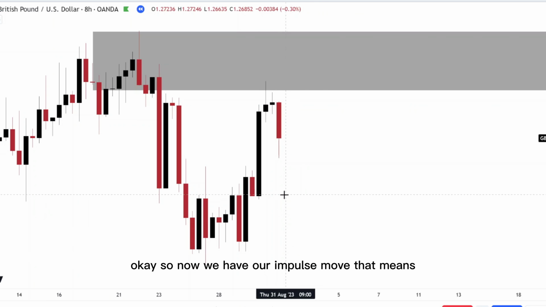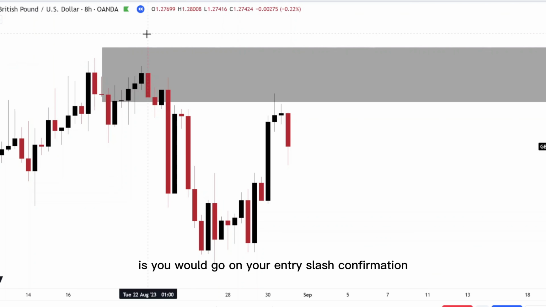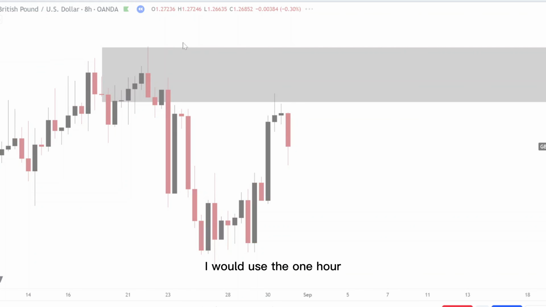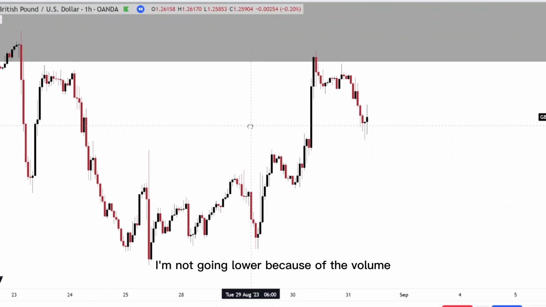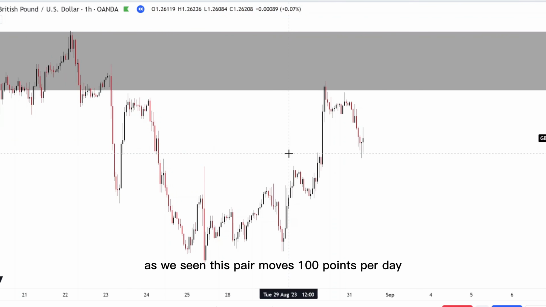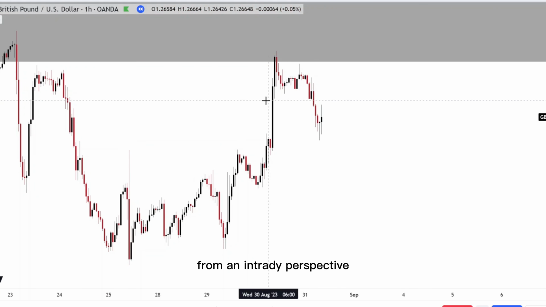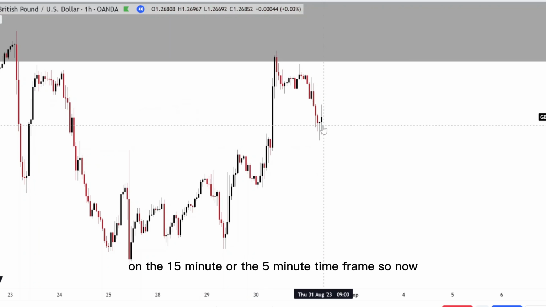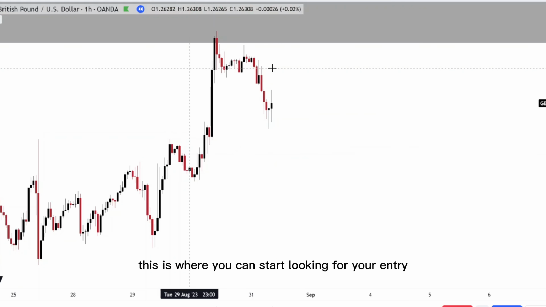Okay, so now we have our impulse move. That means there's selling pressure coming from this area. So what you would do next is go on your entry/confirmation. And in this instance, I would use the 1-hour. Why am I not going lower? I'm not going lower because of the volume. As we've seen, this pair moves 100 points per day. So it wouldn't make any sense for me to trade from an intraday perspective on the 15-minute or the 5-minute time frame. So now this is where you can start looking for your entry.